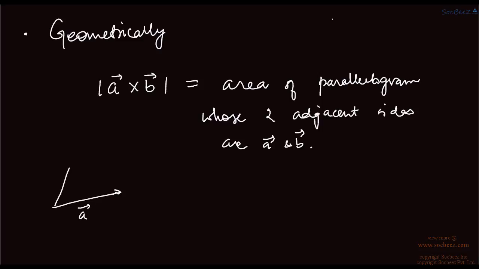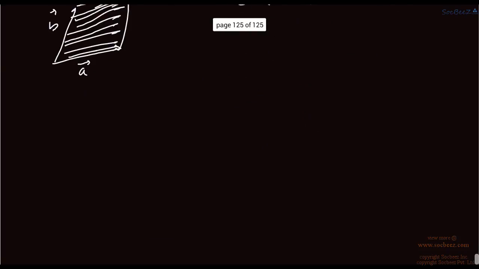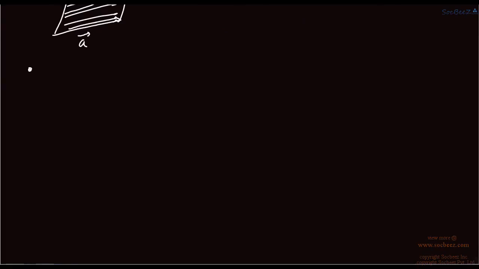So let's say this is A vector, this is B vector, then you produce B vector on this side and A vector on this side. So this is a parallelogram. The area of this is formed by A vector cross B vector, modulus of that, the area. Fine. So this is the geometrical interpretation of this. So if they ask what does it represent, then area of parallelogram. Okay. Now I'll move on.